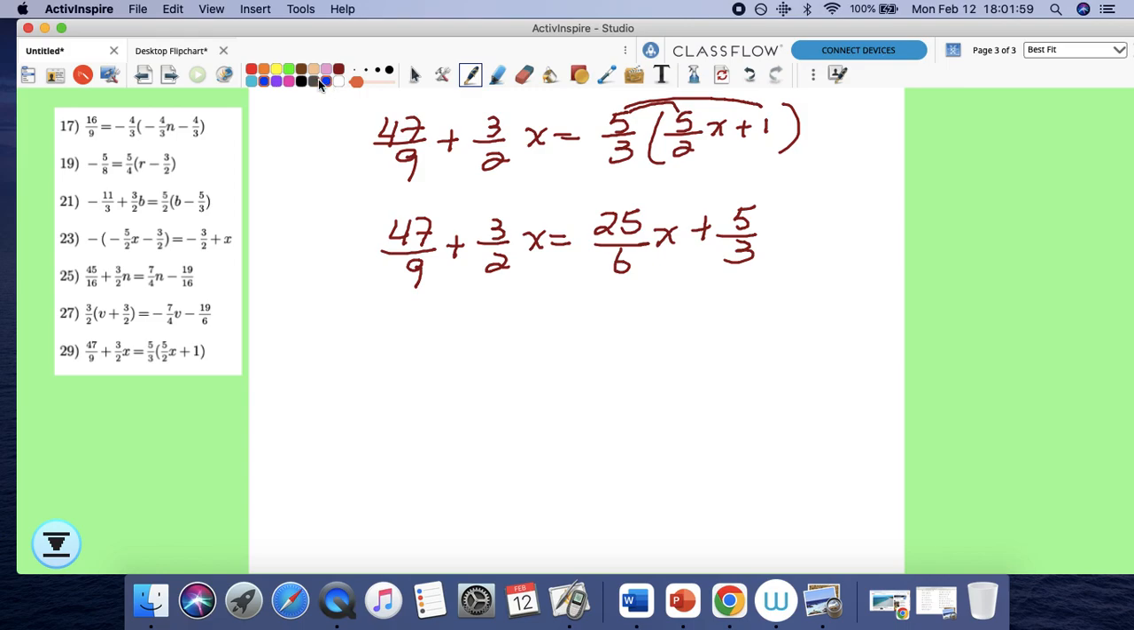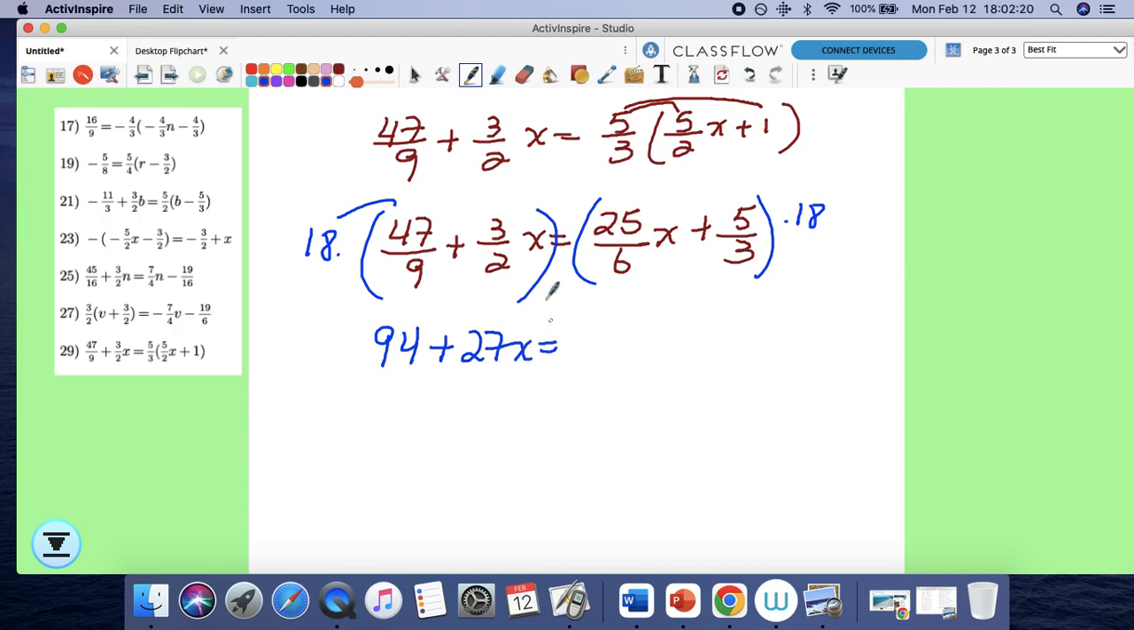What is the LCM of 9, 2, 6, and 3? It's going to be 18. I multiply this guy by 18 and this guy by 18. When I multiply these two, 18 and 9 simplify to 2. 2 times 47 is 94. Plus 18 divided by 2 is 9 times 3 is 27x.